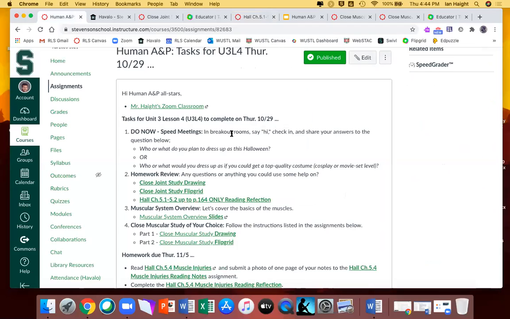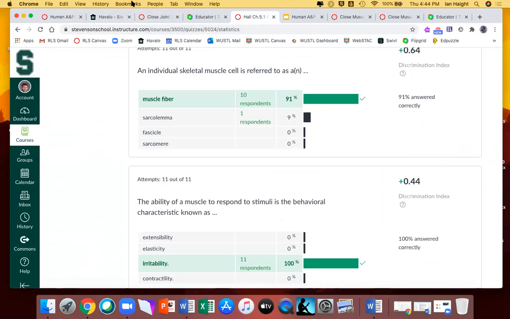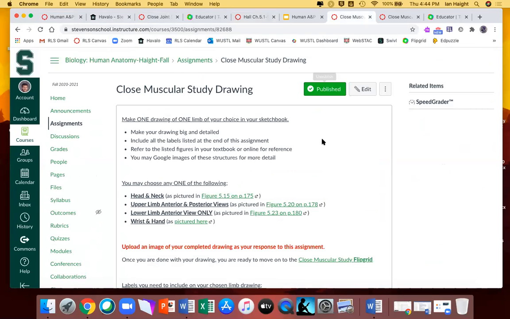On the tasks to complete list, this is the part 1 and part 2. And again, Julia, if you're having trouble accessing this, I will throw some links up to these. So you should be able to hopefully get to them. And if you click on part 1, it's very similar to how I designed the bone assignment when you were drawing the anatomy of, you have your choice of parts of the body. So you can either do the head and neck, the upper limb, both anterior and posterior view, the lower limb, anterior view only, or wrist and head. And upper limb is the arm and shoulder, lower limb is the leg.